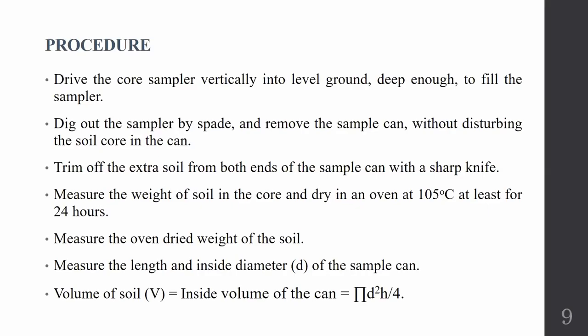Then measure the weight of the soil in the core, and you have to dry it in the oven at 105 degrees Celsius for at least 24 hours. You have to keep the samples in the oven. Only after keeping them in the oven can you get the weight. You have to take the oven dried weight. Okay, it is the most important thing. You have to take the weight of oven dried soil, not the soil with water.